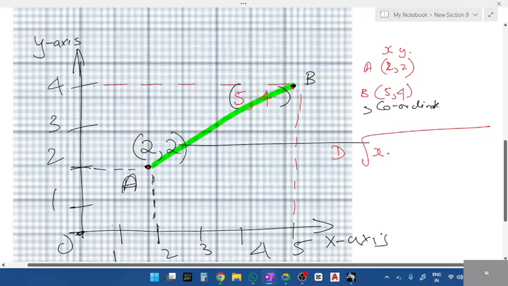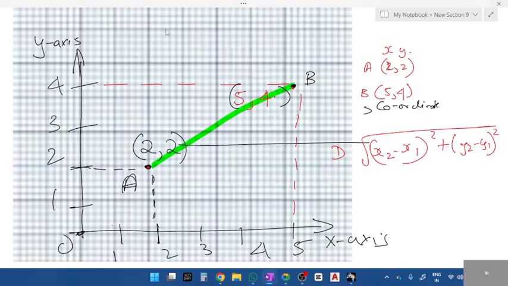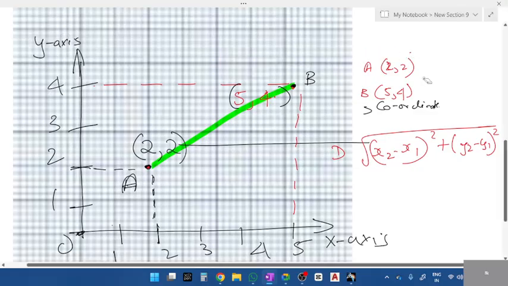How do you find it? Square root of x2 minus x1 the whole square plus y2 minus y1 the whole square. Okay, you can't use a ruler. If you use a ruler, you'll get the answer, but without using a ruler, this is the formula. Use this formula, students. Can you use the formula and find the distance between 2 points?